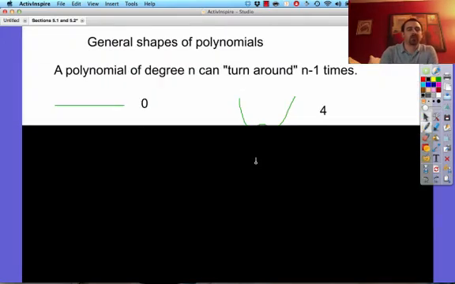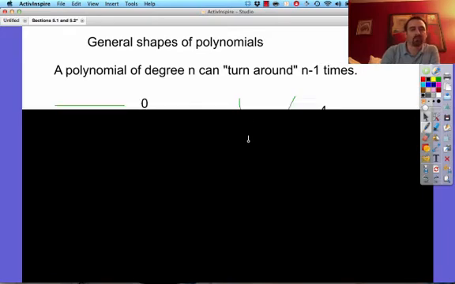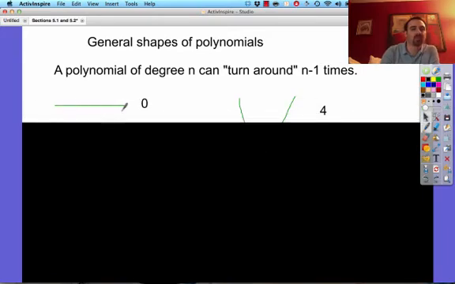So general shapes of polynomials. Here's the basic rule. A polynomial of degree n can turn around one less than the degree times. So let's take a look. If we look at degree 0, it never turns. As a matter of fact, it doesn't even go in any direction. It just goes flat. So it doesn't even make sense to turn around. So we don't really talk about that.